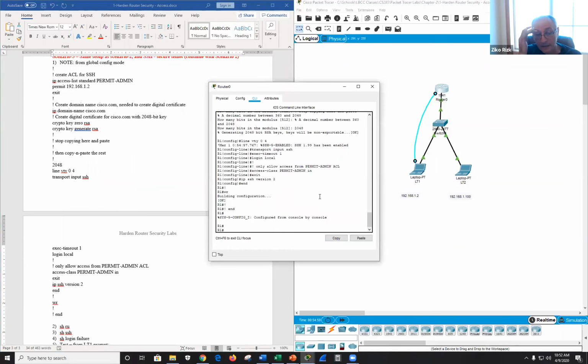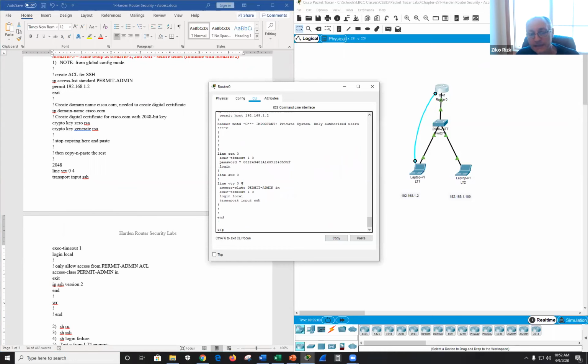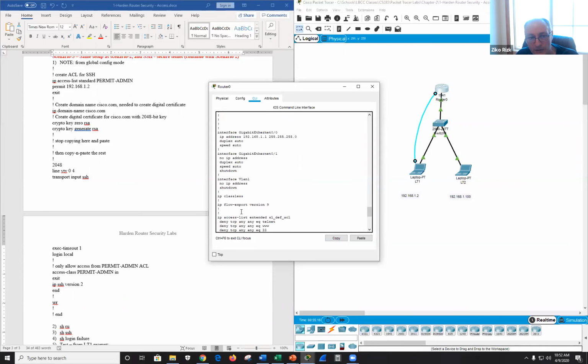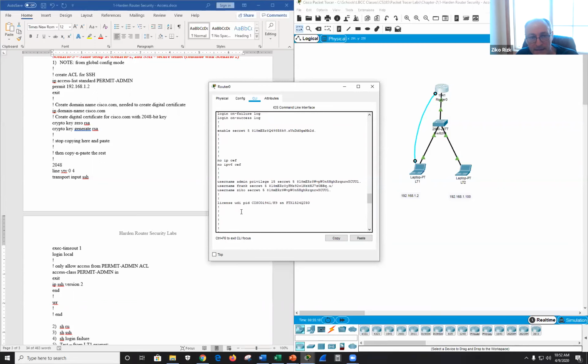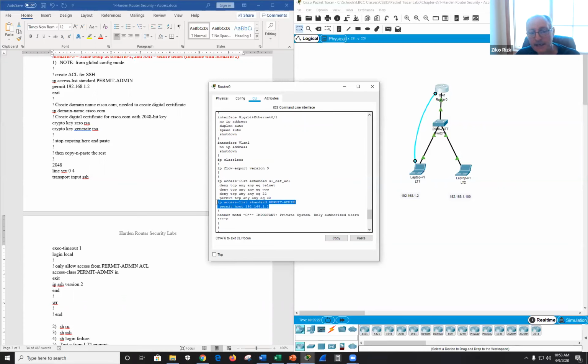And I'm done. And now if I was to do show run, you can see I've configured VTY. I'm only allowing this ACL in, okay? And I'm using it with SSH. And if I scroll up, here it is. This is the ACL.